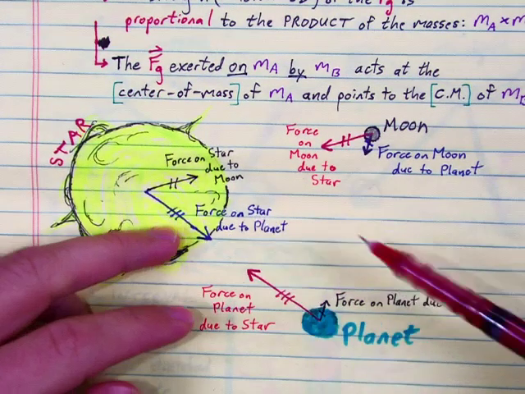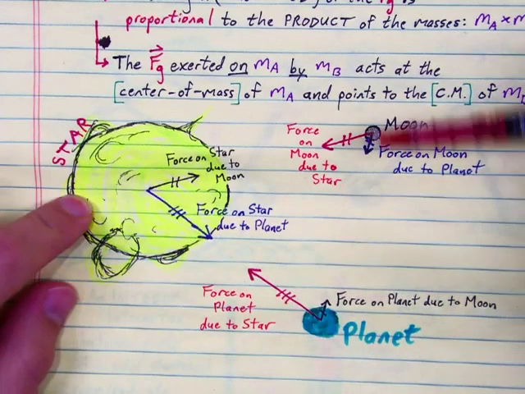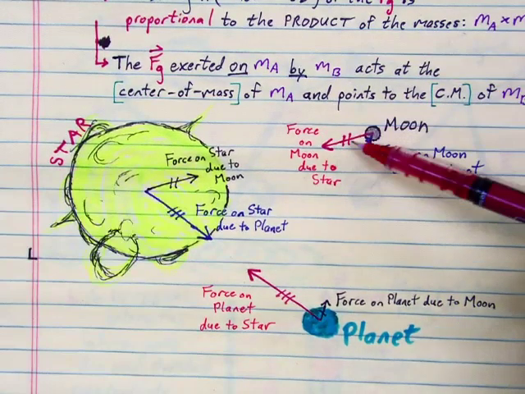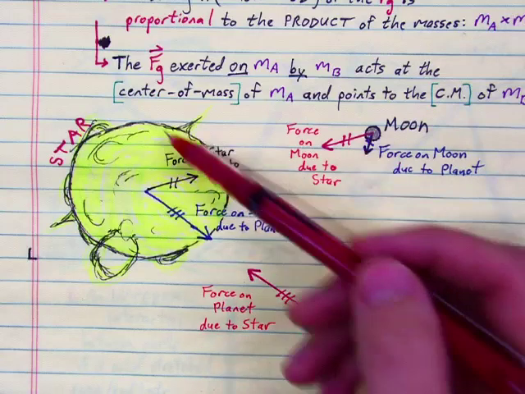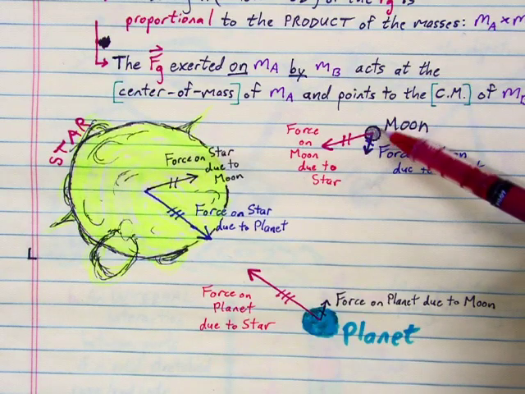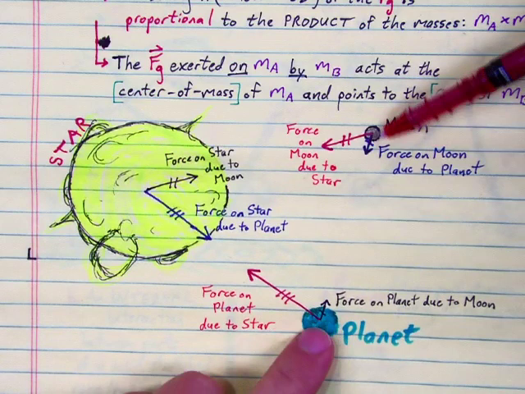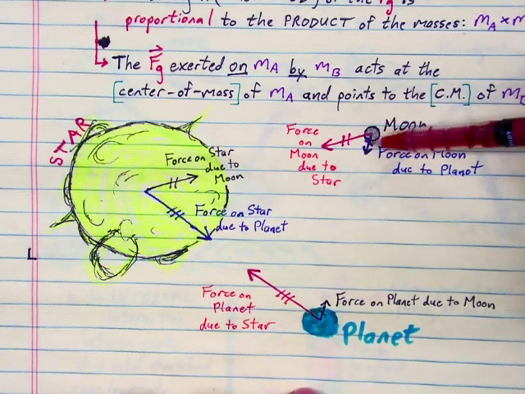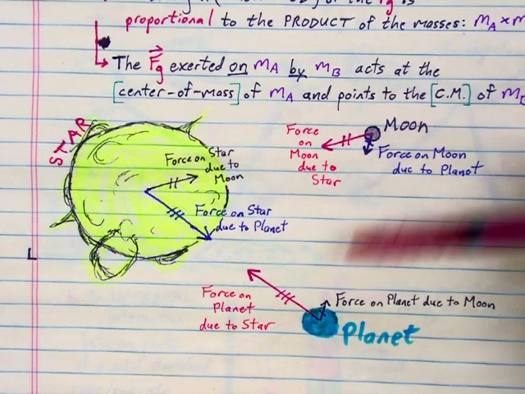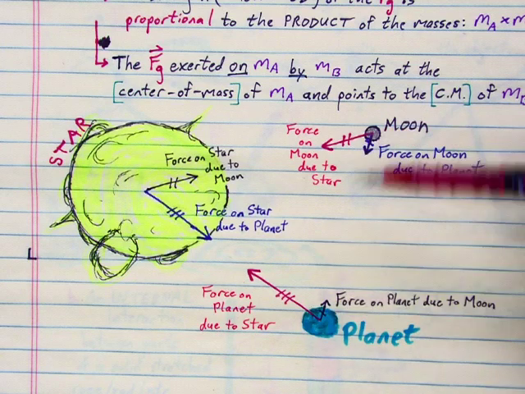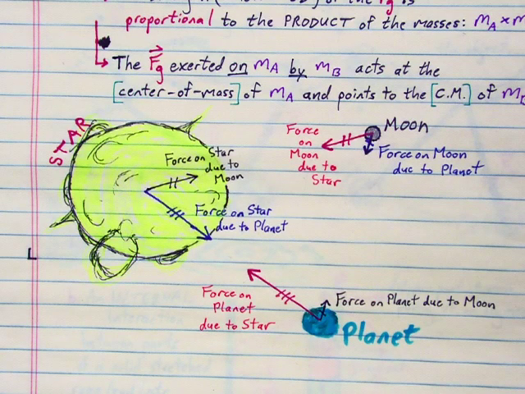If we look at the forces between the star and the moon, here is that pair. They are also equal and opposite, but note they're smaller in magnitude because the star's mass times the moon's mass is a smaller number than the star's mass times the planet's mass. Likewise here, the moon and the planet also pull on each other with a pair of equal and opposite forces, but those are even smaller in magnitude because the moon's mass times the planet's mass is smaller than any other of the products here. Okay, that's force of gravity.